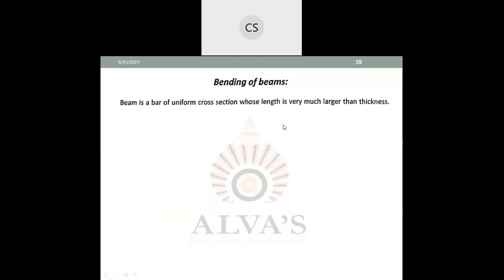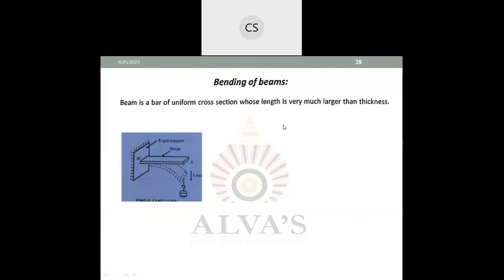Beams are bars of uniform cross section whose length is very much larger than thickness. So this is one beam. One side of the beam is rigidly supported, the other end is not supported. Such a beam is fixed at one end and loaded at the other end. The beam is bent. That is known as bending of beam.